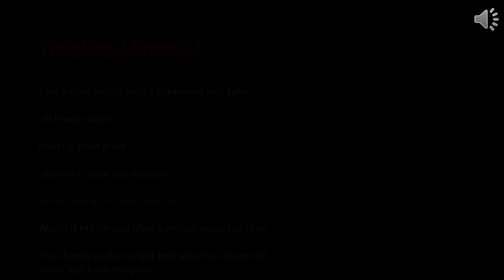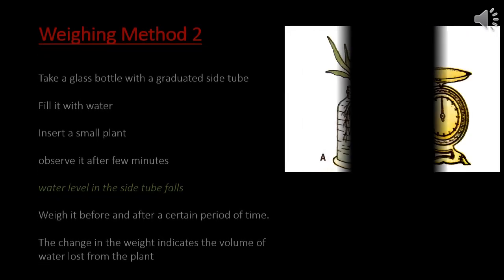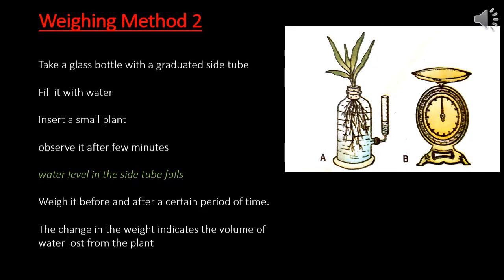Here is another setup of weighing method. In this, take a glass bottle with a graduated side tube. Fill it with water. Insert a small plant. Observe it after a few minutes. Water level in the side tube falls due to the evaporation of water from the leaves. Weigh it before and after a certain period of time. The change in the weight indicates the volume of water lost from the plant.